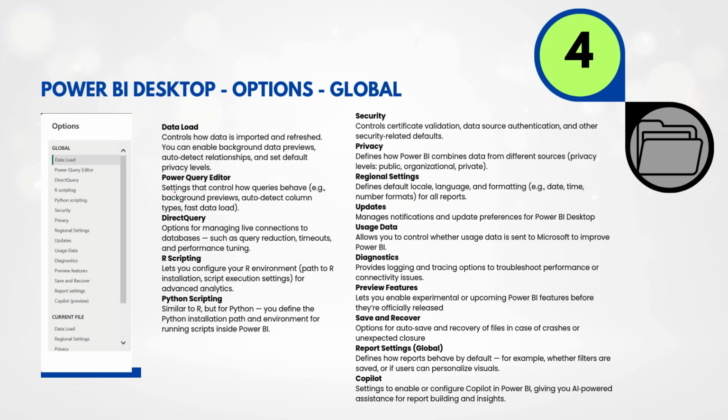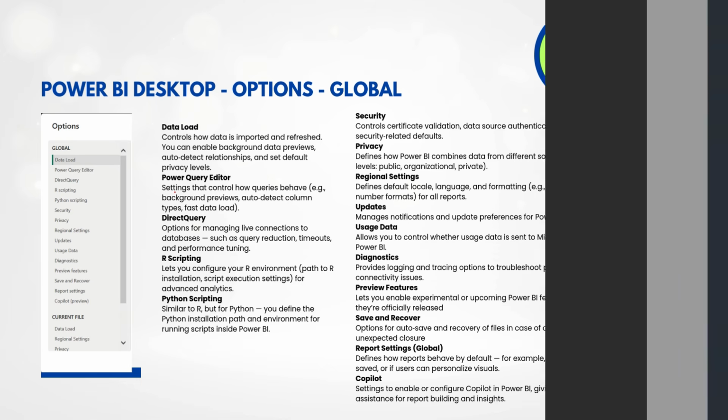And finally, Copilot. This is Power BI's AI-powered assistant. It can generate DAX measures, create summaries, and even explain your data in natural language. Activate it if you want faster productivity and guidance. Deactivate only if your organization restricts AI features.